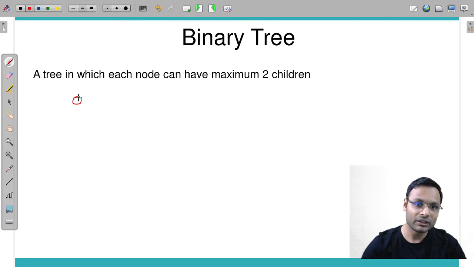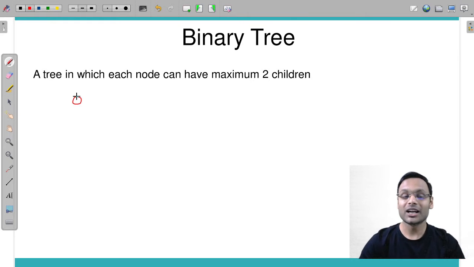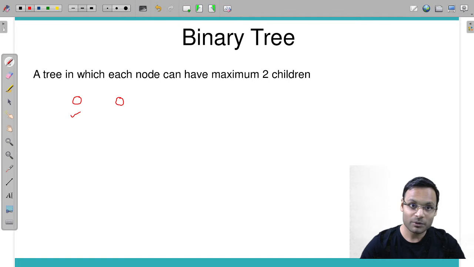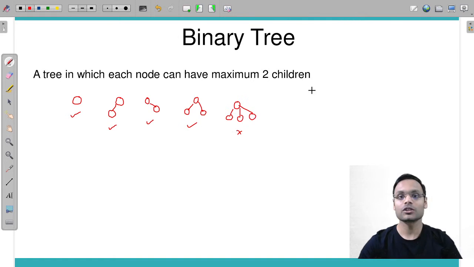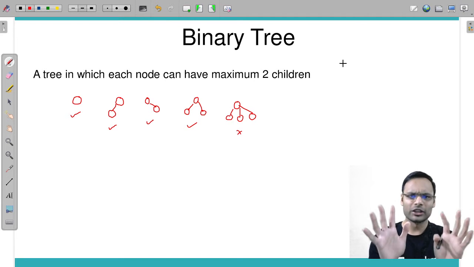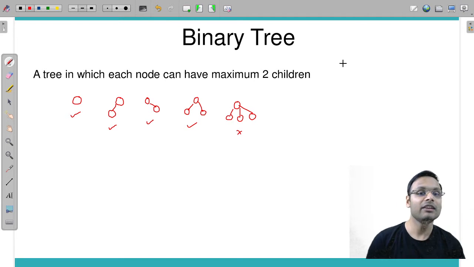Now I want your acknowledgement. Is this a binary tree? A single node, no child. Yes, it's a binary tree, because maximum children is 2, minimum 0, fine. Is this a binary tree? Yes. Is this a binary tree? Yes. Is this a binary tree? No. Why? Just because a node is having more than 2 children. Very basic thing.